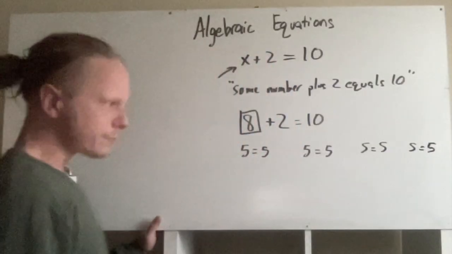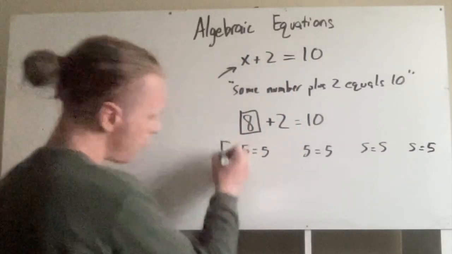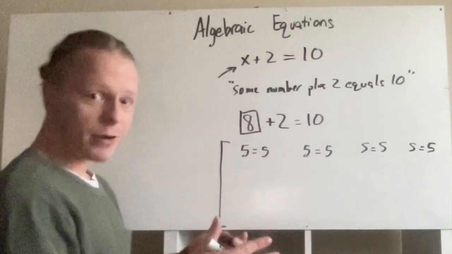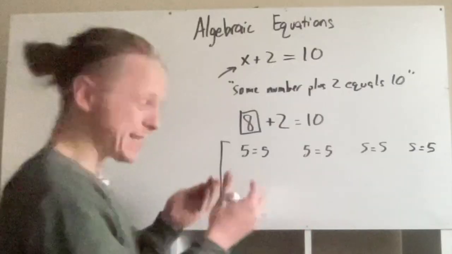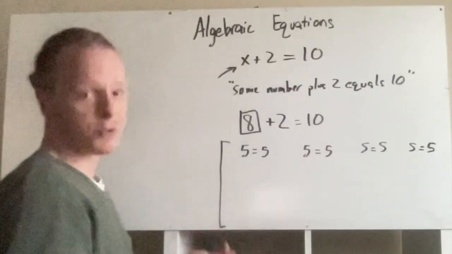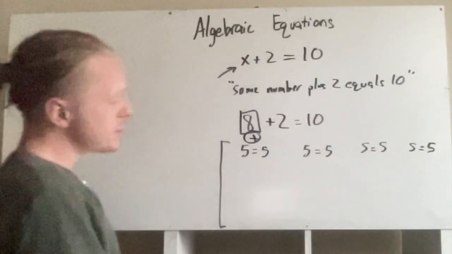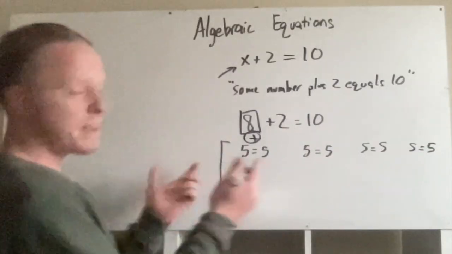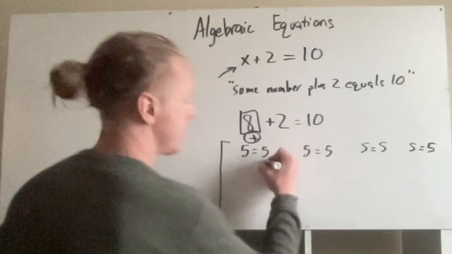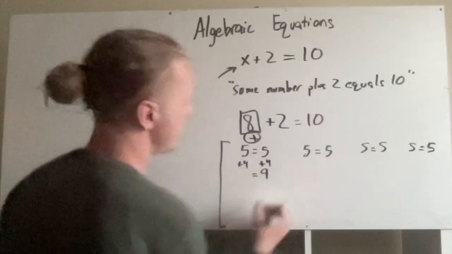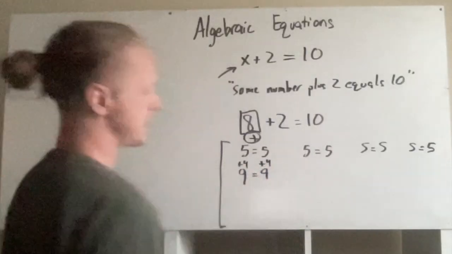Now we're going to ask the question, what happens if I do the same math operation to both sides of the equal sign? Does it stay equal? We're going to sort of prove this to ourselves. So let's start with addition. What's going to happen if I add the same number to both sides of my equation? Let's do plus 4. Well, 5 plus 4 is 9. 5 plus 4 is 9.